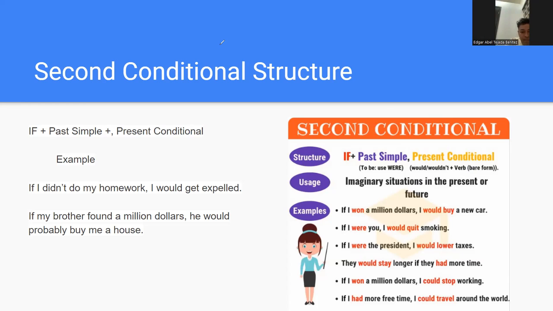So first example. Who would like to help me read the first example? Me, teacher. If I didn't do my homework, I would get expelled. All right. Has that happened, guys? Have you not done your homework? I don't mean you. I'm talking about the example. If I didn't do my homework, I would get expelled. So that means I still have time to do my homework. I still haven't gotten expelled, correct?